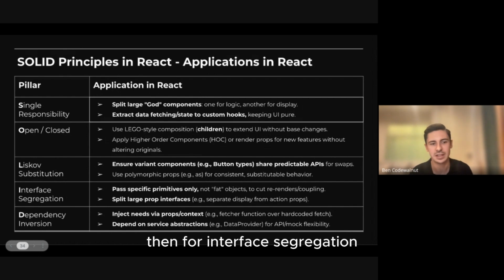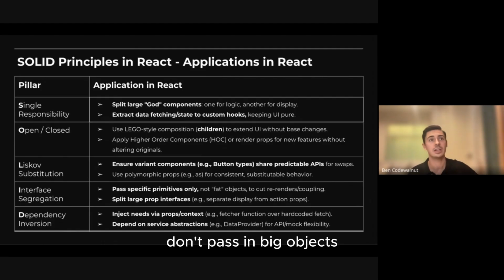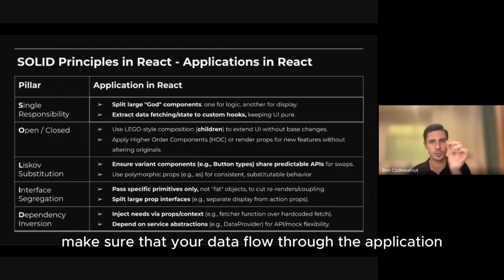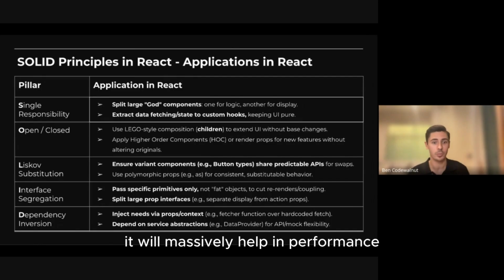Then for interface segregation, you want to pass in specific primitives. So as I said, don't pass in big objects if you can help it. Pass in just what it needs and discard the rest. Make sure that your data flow through the application is as clean as possible. It will massively help in performance, I promise you.